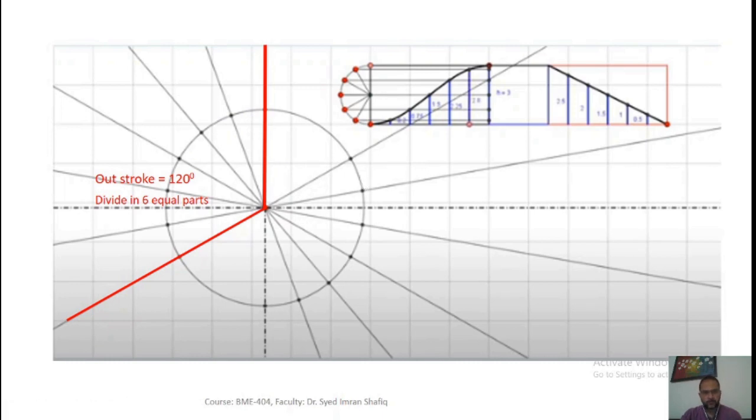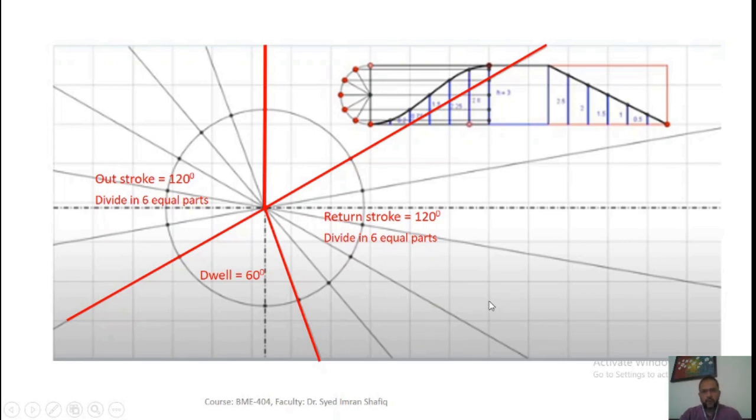Then it is given that for another 60 degrees it is dwell. It is neither rising nor falling. And for another 120 degrees it is falling or return stroke. So we have divided this 120 degrees also into 6 equal parts, 1, 2, 3, 4, 5, 6.